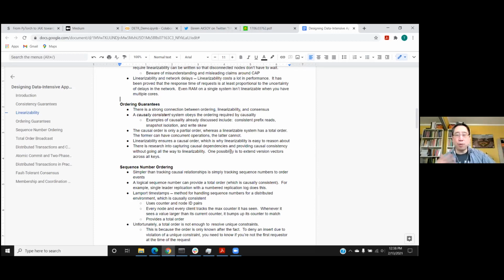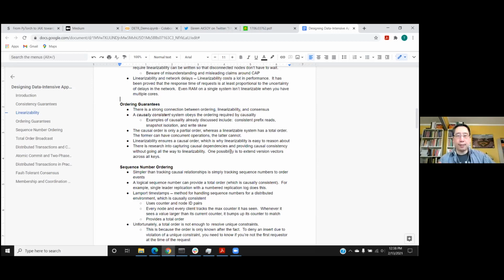So then we move on from linearizability to topics about ordering. We're going to talk about ordering guarantees, sequence numbers, and ultimately get to a total ordering. And so the first concept within ordering is causal consistency.